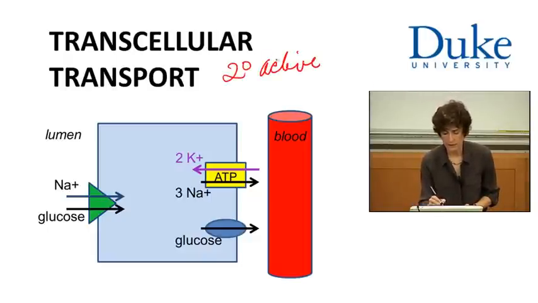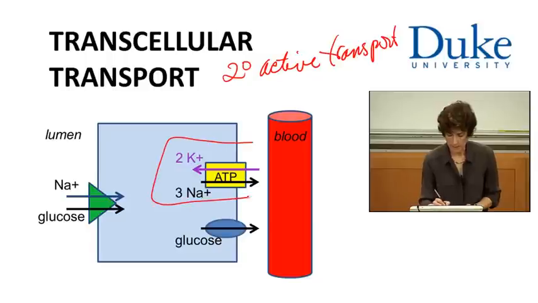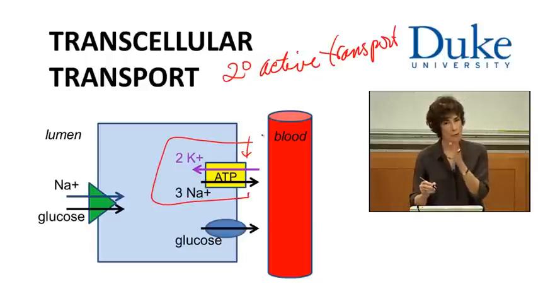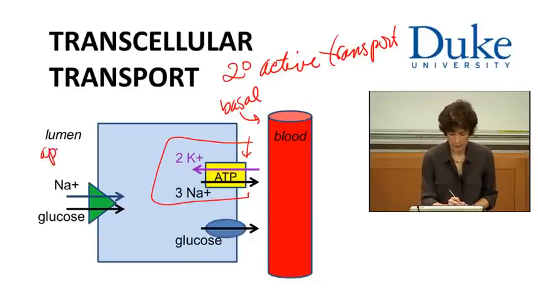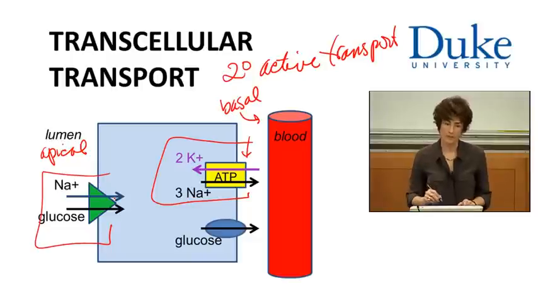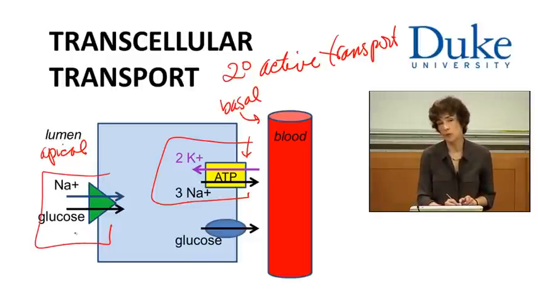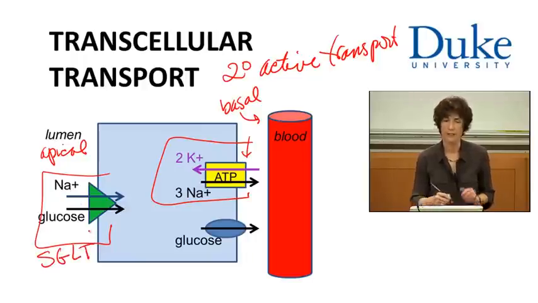So secondary active transport requires an ATPase pump on one surface of the cell, usually the basal surface. That's the side facing the bloodstream. And then on the lumen, or the apical surface of the cell, we have a cotransporter, and that's what's shown here. This happens to be the sodium glucose cotransporter that we talked about already. In the gastrointestinal tract, it's known as the SGLT, or the sodium glucose transporter.